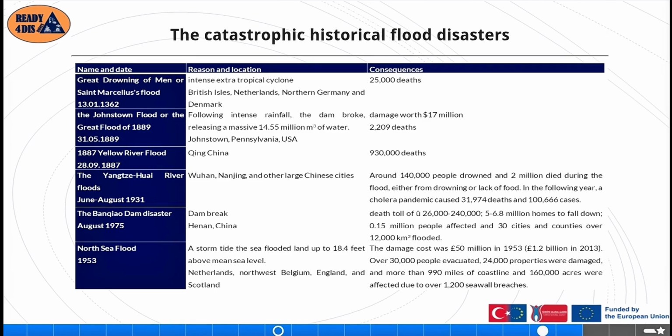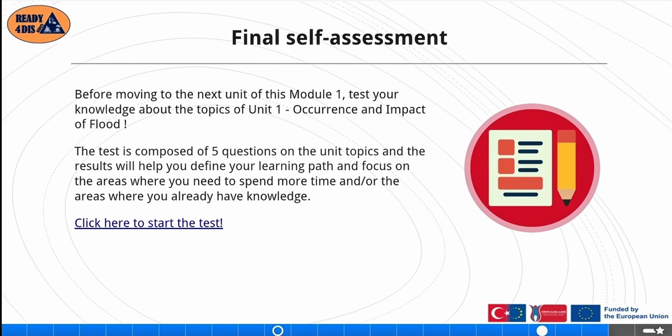Before continuing to the next unit, it's time to test your knowledge on Unit 1, Occurrence and Impact of Floods. This self-assessment includes 5 questions based on what you've just learned. Your results will help you understand which areas you've mastered and which ones may need a little more review. So, ready to challenge yourself a bit? Click the button and let's begin the test.